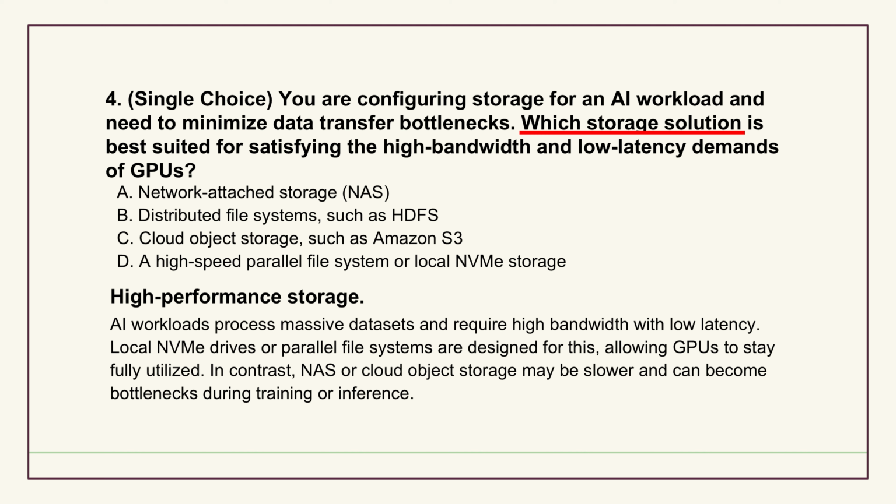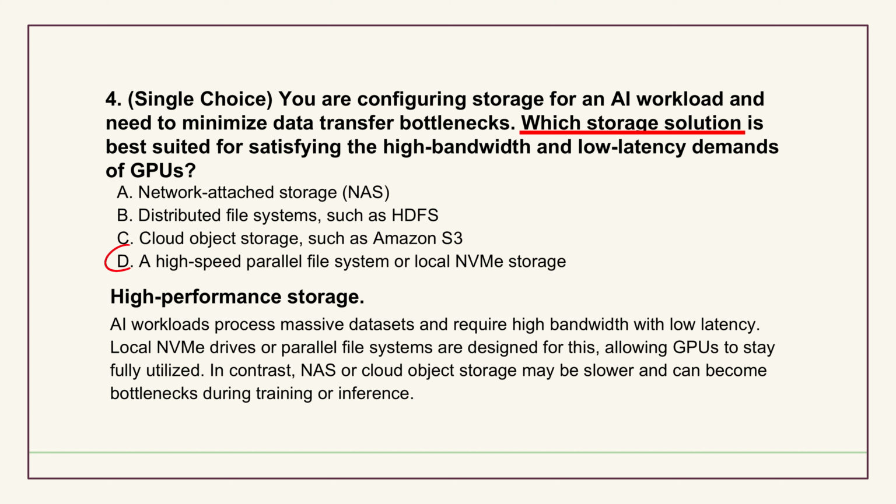So the standout answer here is a high-speed parallel file system or local NVMe storage. Things like NAS, network-attached storage, or just standard cloud object storage, well, they're convenient for other things, sure, but they just introduce unacceptable bottlenecks for these really demanding, high-throughput AI workloads. You absolutely need the raw bandwidth and that ultra-low latency these specialized solutions give you. Keeps the GPUs fed.